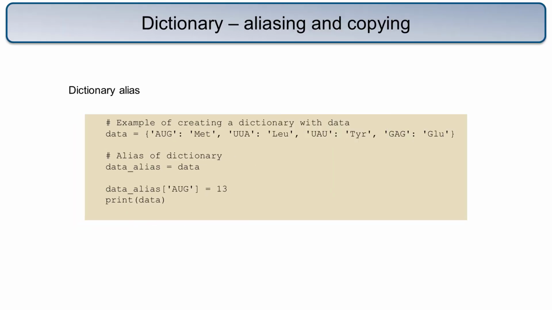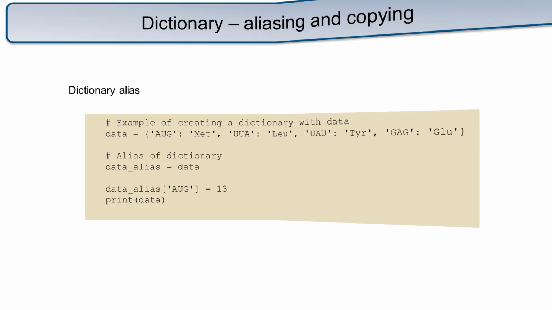In this example, the variable data_alias is assigned the variable data. This will create an alias of the data variable. Changing the value for one key in the new variable data_alias will change the value for the same key in the original dictionary data.